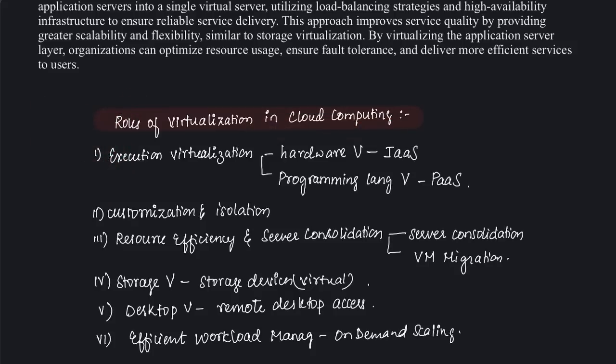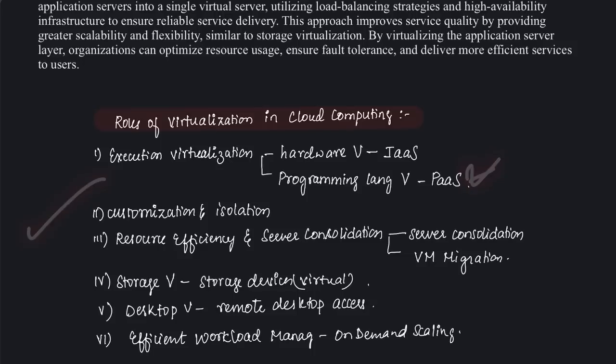Hardware virtualization means it will play a central role in infrastructure as a service offerings. For example, it will enable creating virtual machines that share the same physical hardware while running different operating systems in isolation. In programming language virtualization, we are providing the platform as a service offering where virtualized environments can run applications which are written in different programming languages.